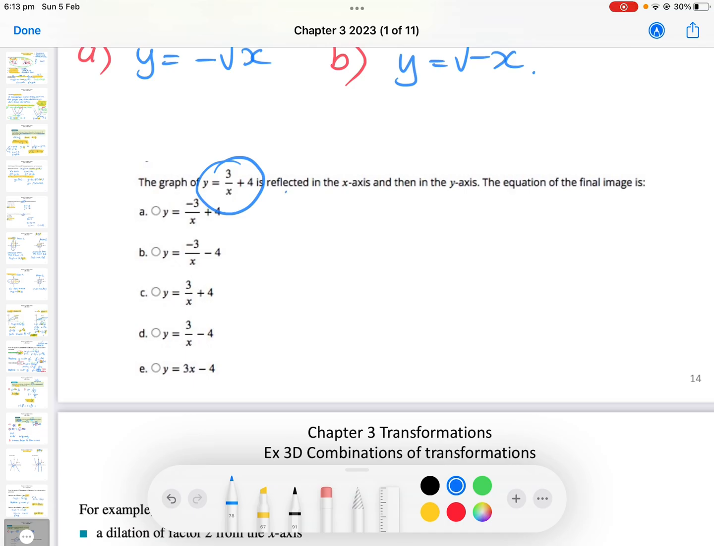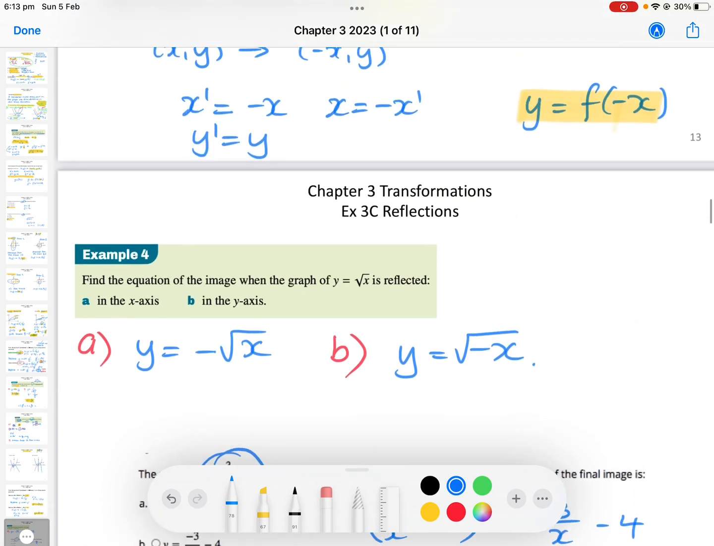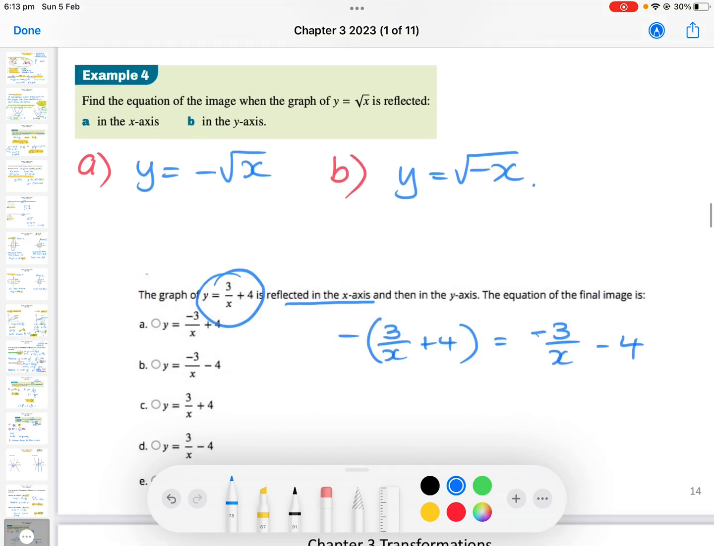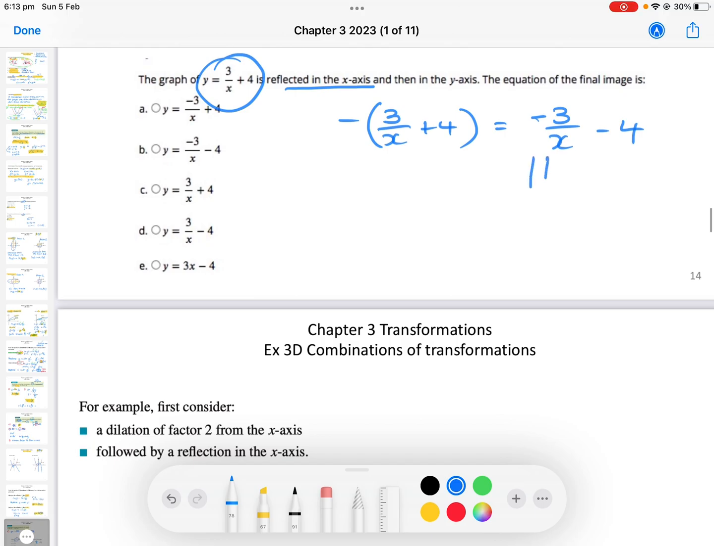Right, now the order is important. Reflected in the x-axis, that's the first thing. So 3 on x plus 4, anything from the x-axis, we pop the negative out the front. So now it becomes minus 3 on x minus 4. Anything from the y-axis, we replace x with minus x. So then it becomes minus 3 on minus x minus 4. So we get 3 on x minus 4 because those negatives cancel out. So the answer is in fact D.